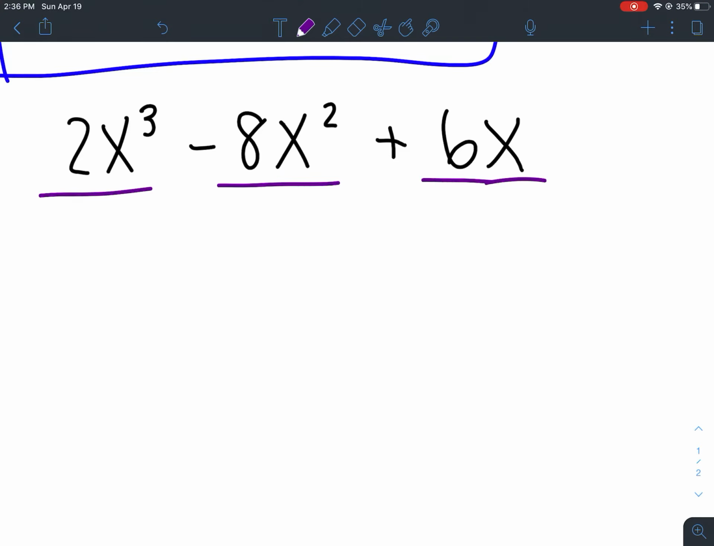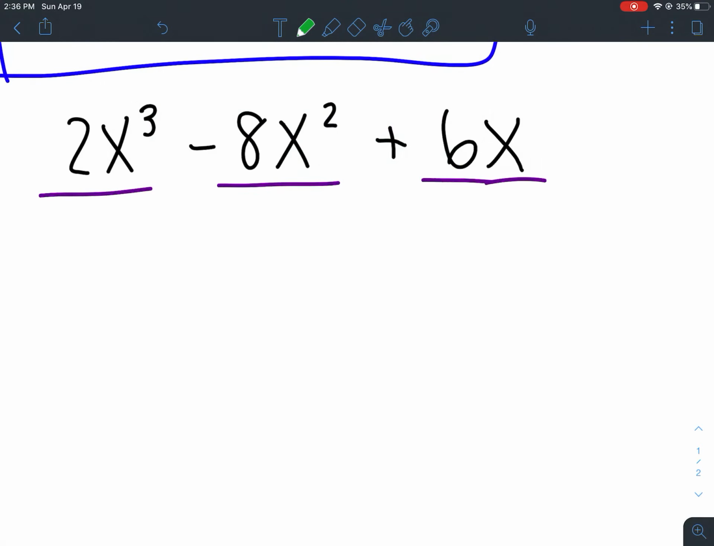So when I'm talking about the greatest thing that goes into all of them, I have to think about it for every single term. I like to look at the coefficients first. I have 2, 8, and 6. Now I know that 8 is negative, but it doesn't really matter. So I'm just going to keep it as an 8.